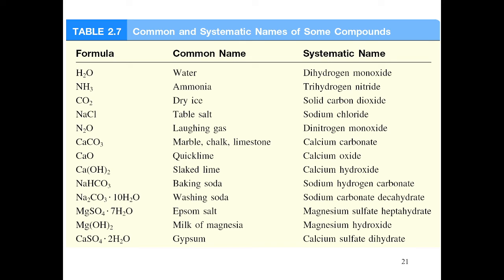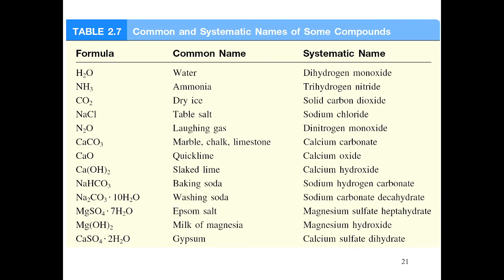We have here baking soda, which is actually NaHCO3, sodium hydrogen carbonate. We also have the washing soda, which is actually a hydrate. So we have here sodium carbonate decahydrate. We also have Epsom salt or the magnesium sulfate heptahydrate. We also have milk of magnesia or magnesium hydroxide. We also have gypsum, which is calcium sulfate dihydrate.